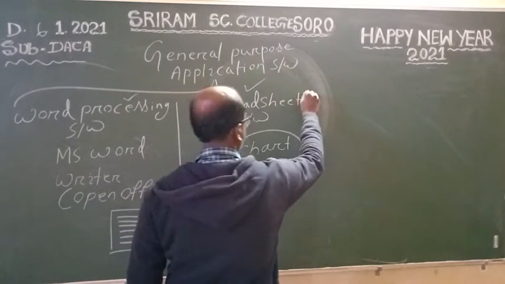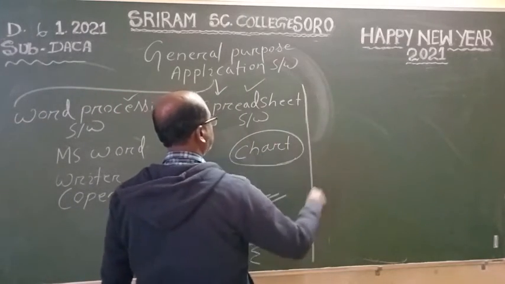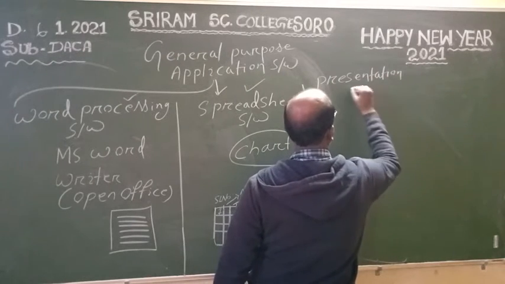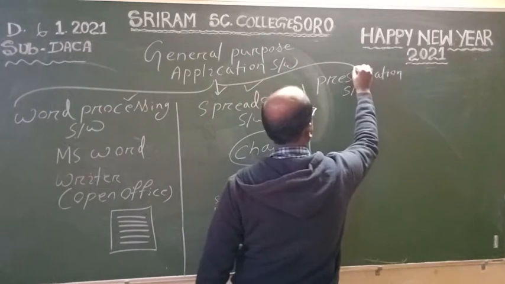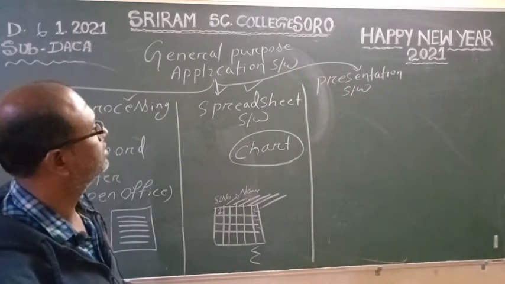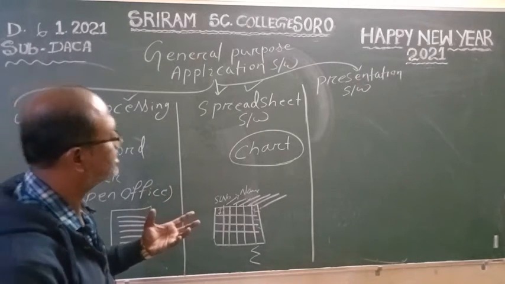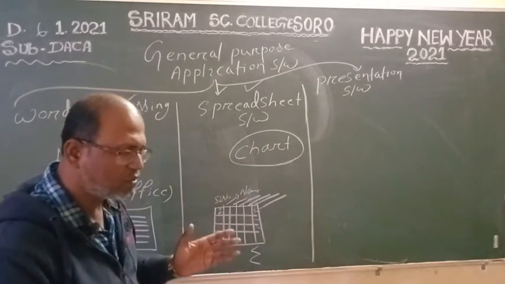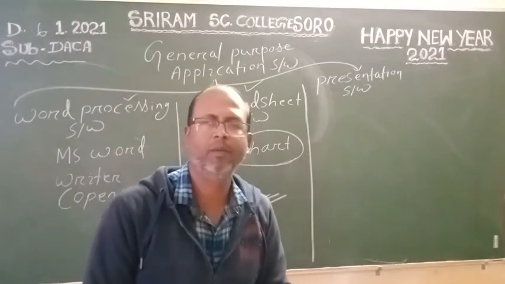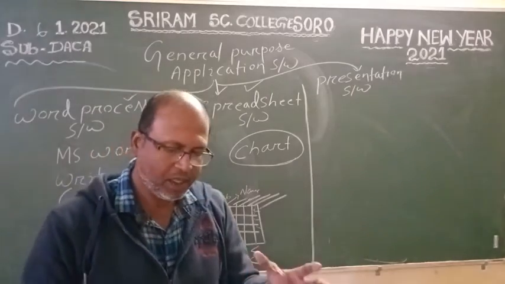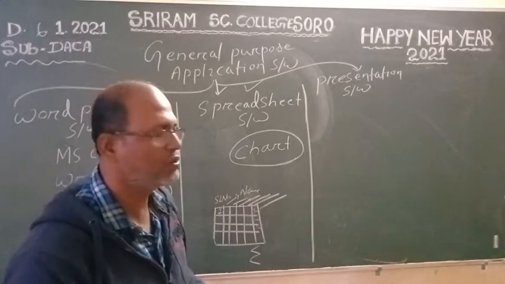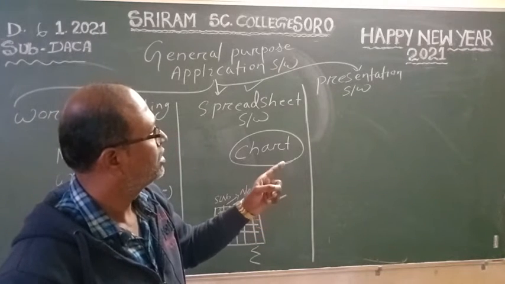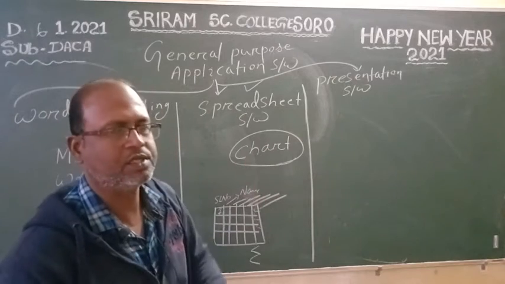And another kind of general purpose software is presentation software. Presentation software is one type of general purpose application software, and this kind of presentation software facilitates us to create our presentations. This presentation software is very useful in your classroom environment. Suppose in a business house, one person is going to make the client understand the project. At that time, that person can use this kind of presentation software to do the presentations.